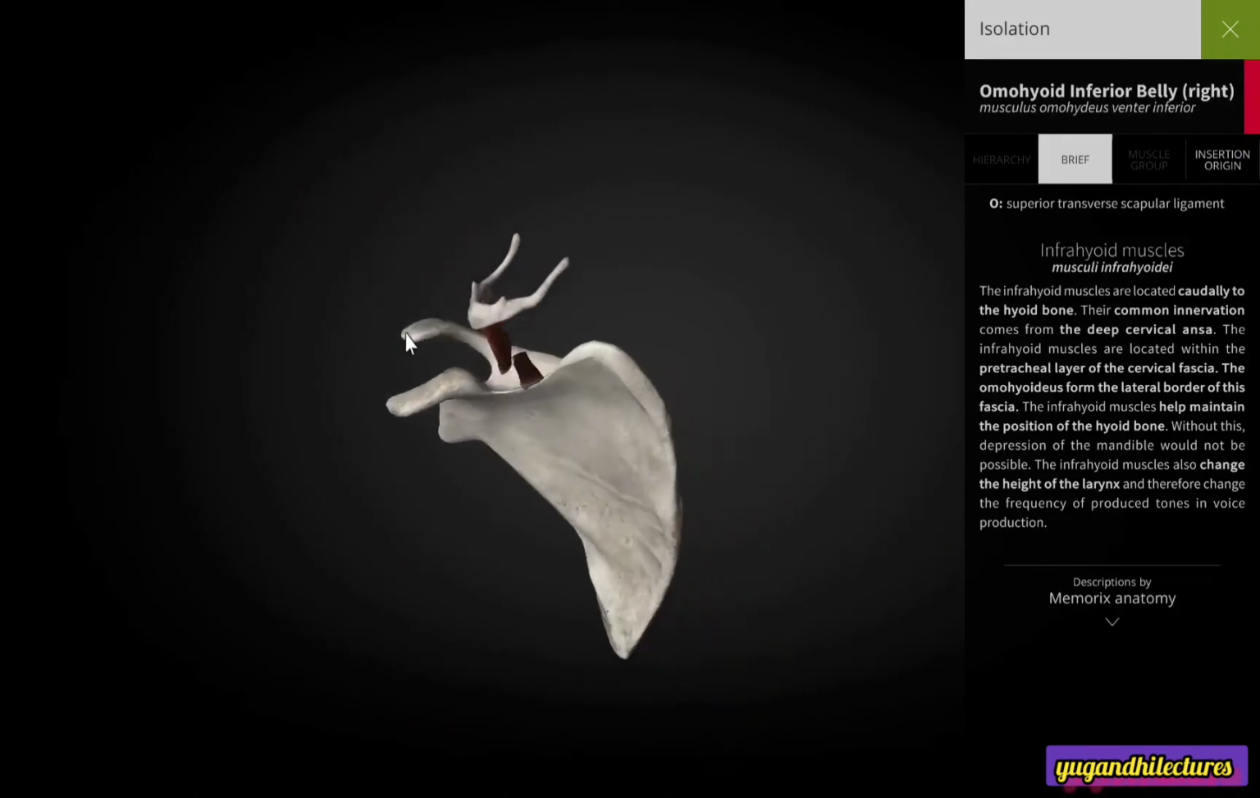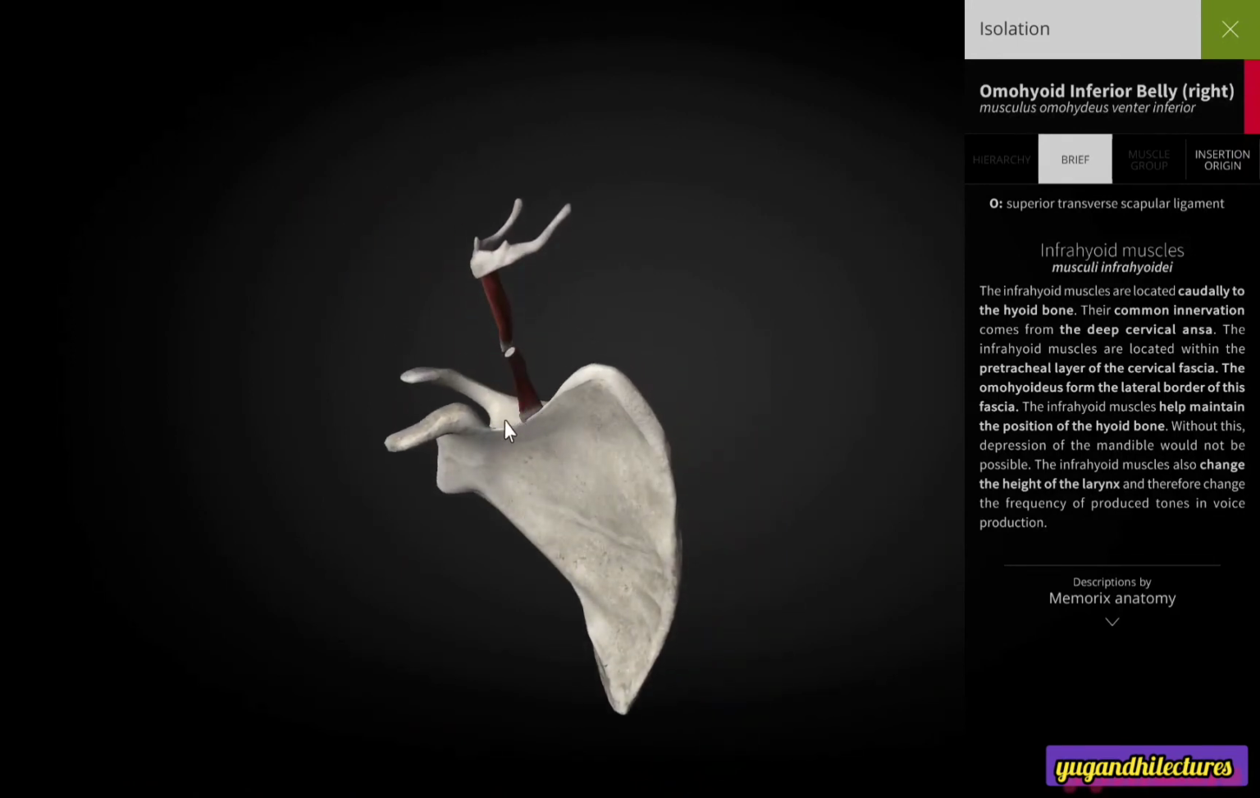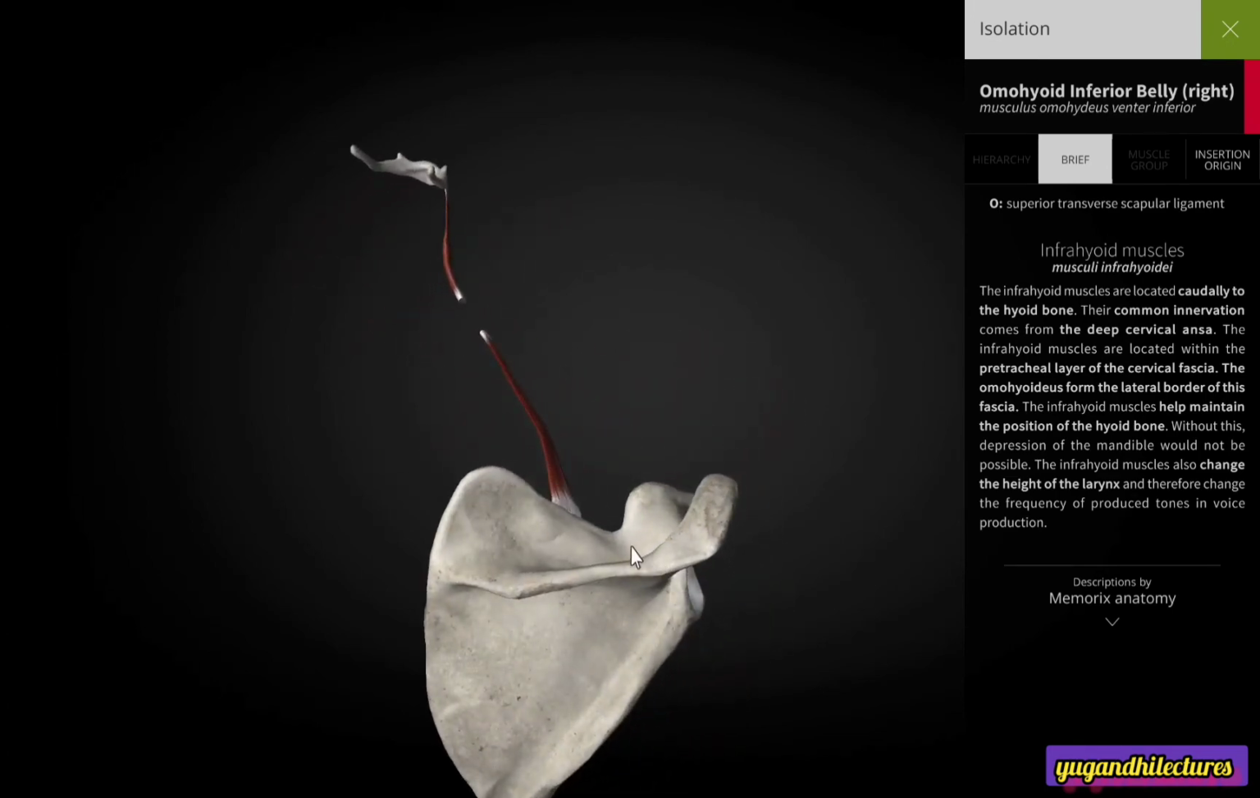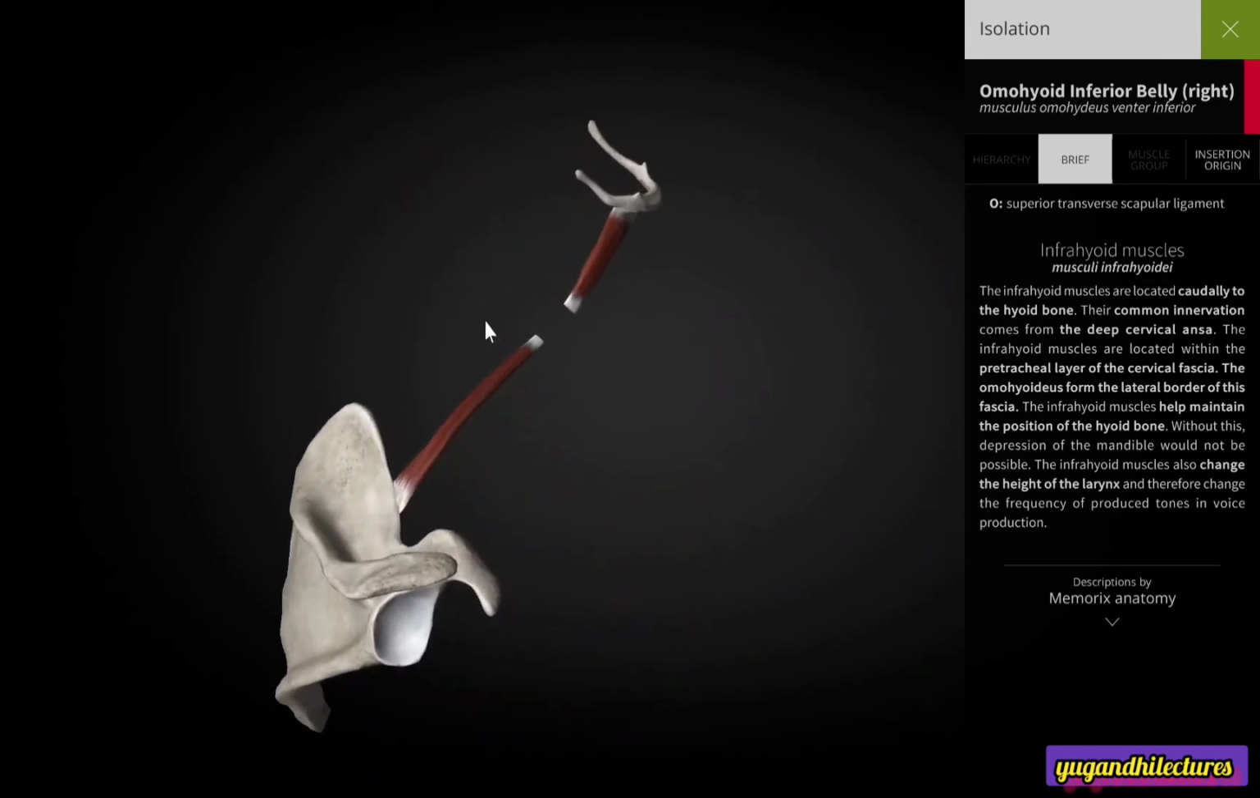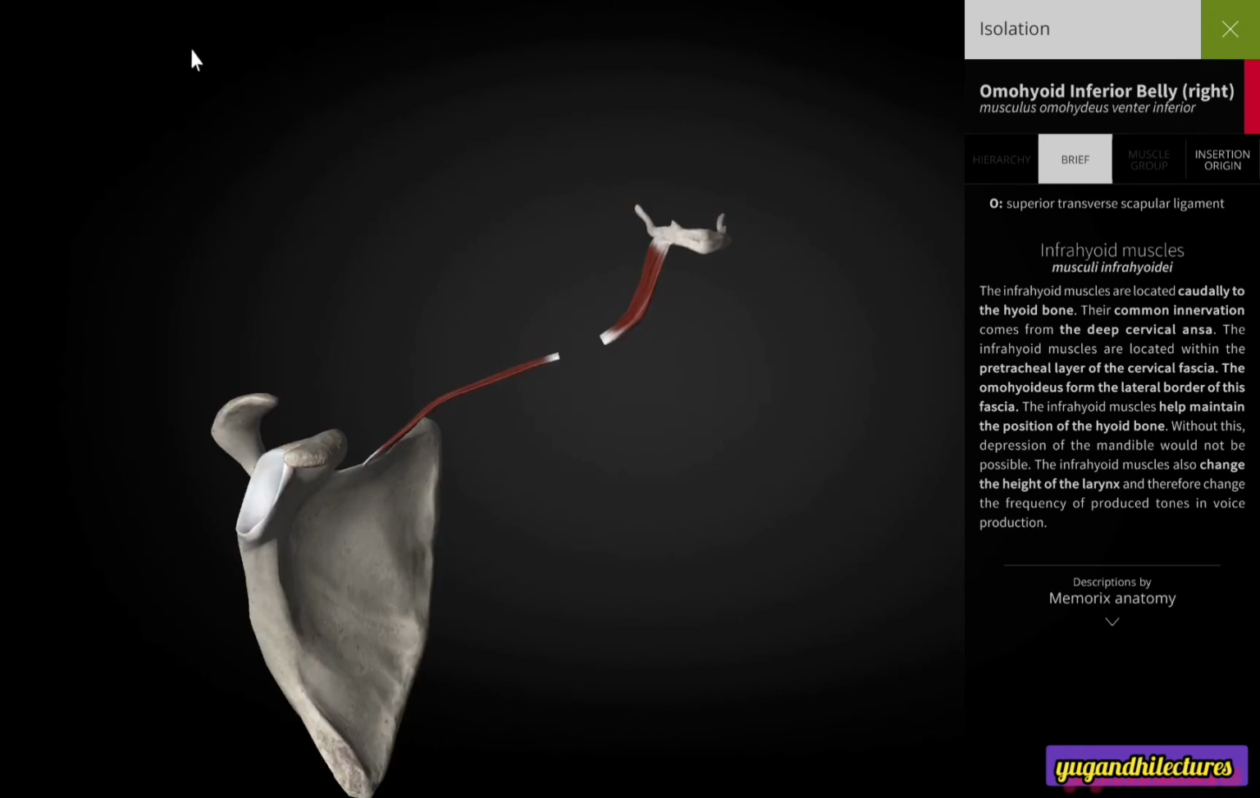So here you can see its origin from the upper border of the scapula near the suprascapular notch. It also takes its origin from the adjoining part of the suprascapular ligament. A few fibers take origin from the suprascapular ligament also. This inferior belly of the omohyoid is connected to the superior belly of the omohyoid through a common tendon.